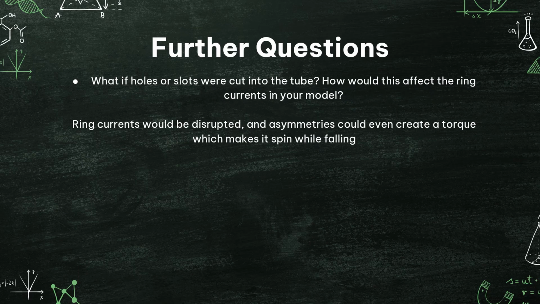Now, if holes were to be cut into the tube, the ring current would be disrupted, and there would also most likely be some asymmetries, and these asymmetries could create a torque, which would then make the magnet spin while falling.